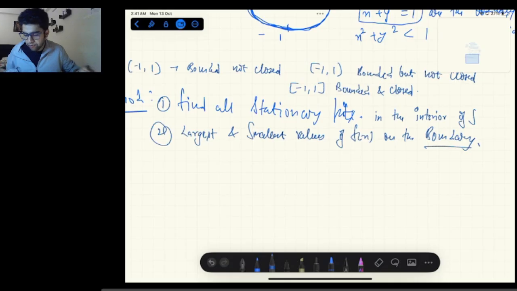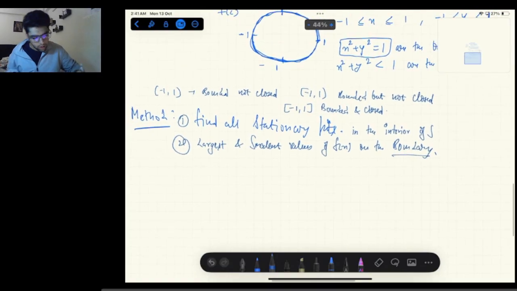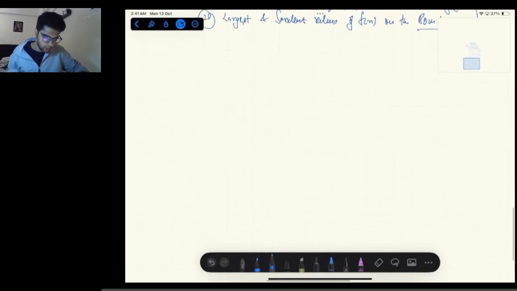Compute the values of the function at all points found in 1 or 2. The largest functional value in 3 is the maximum, right? So now after doing both of these steps, we'll just compare the functional values and find which is the maximum or the minimum. So now let's just start.